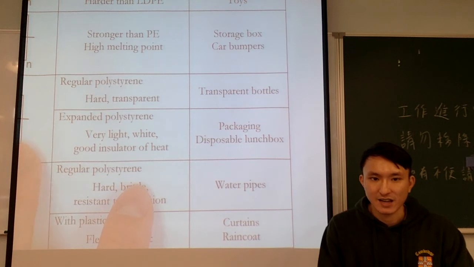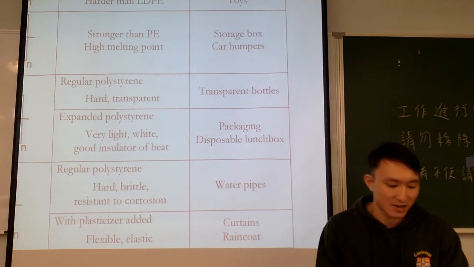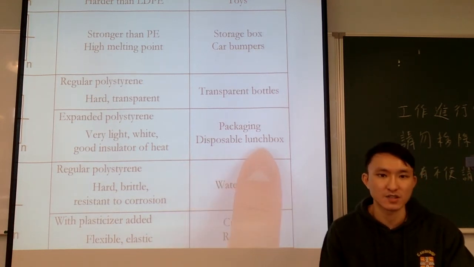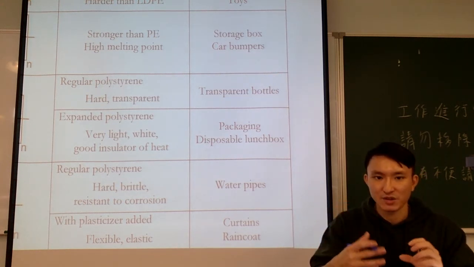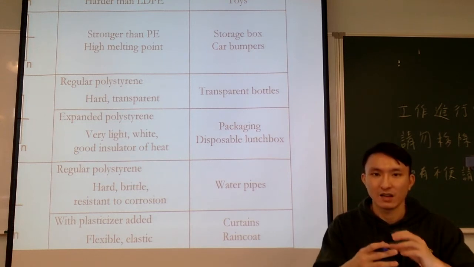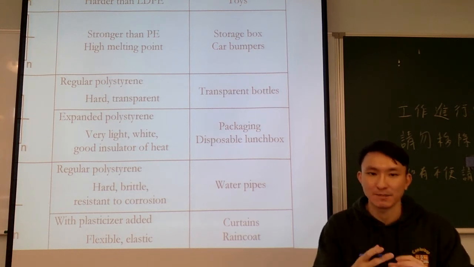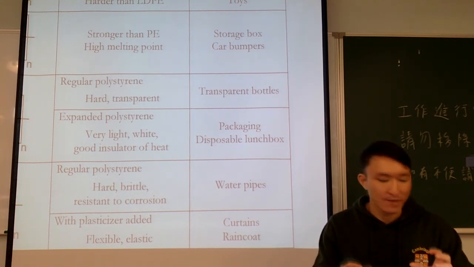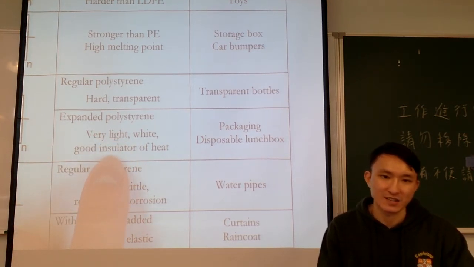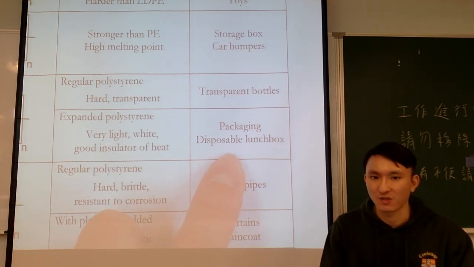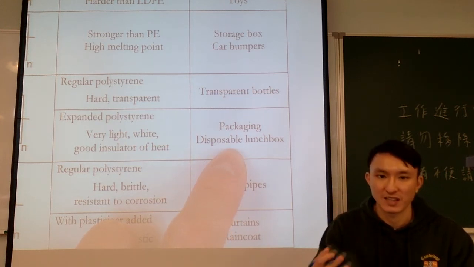so it could be used to make transparent plastic bottles. Now, the expanded polystyrene is what we usually come across when you order takeaway, because those disposable takeaway lunch boxes are made of expanded polystyrene. When they make the polymer, they introduce a hot stream of air, forming a lot of bubbles. So when the polymer sets, they trap a lot of air inside the polymer matrix, therefore making it very light, with very good heat insulation. This is what you want for disposable lunch boxes: light and able to keep the food inside warm.